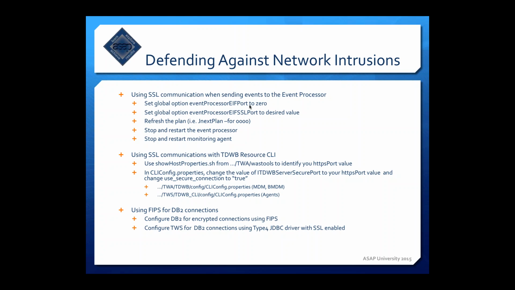This just goes through some of the configuration changes you make to change, like, the event processor to use secure communication, the TDWB, the Dynamic Workload Broker, CLI, for configuring that for secure communications, and then using FIPS for DB2 connections.